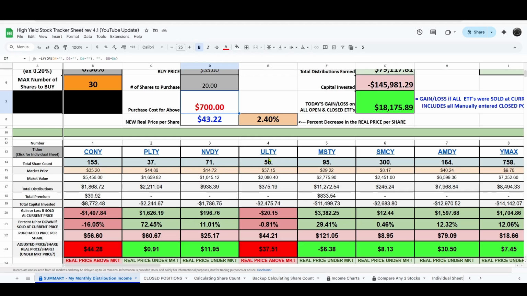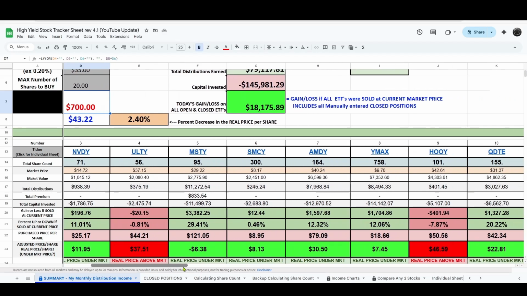Now for ULTY, I did not buy any more shares of ULTY simply because it's really close to that actual market price, as my real price per share is $37.51 and that market price is $37.15. We also earned that distribution for ULTY, and that will also come out of that real price per share. So I am just holding off on what I have on ULTY at the moment.